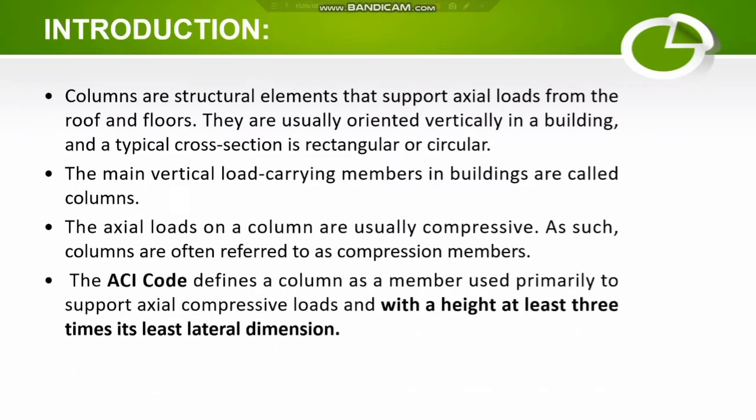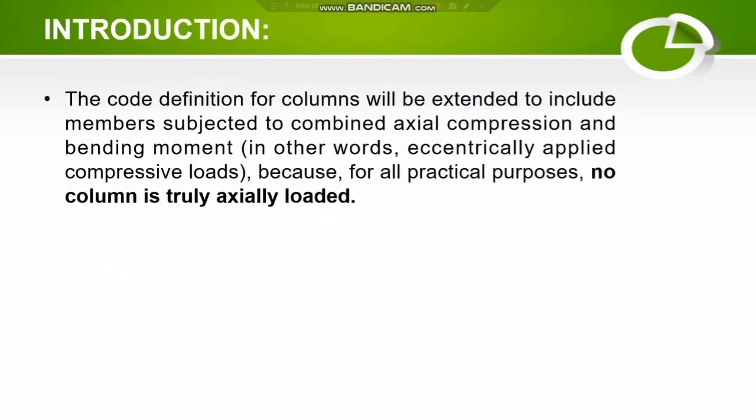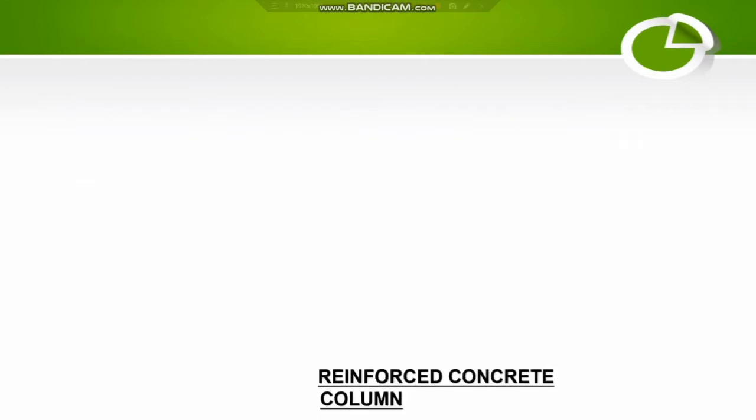The ACI code defines a column as a member used primarily to support axial compressive loads and with a height at least 3 times its least lateral dimension. The code definition for columns will be extended to include members subjected to combined axial compression and bending moment. In other words, eccentrically applied compressive loads, because for all practical purposes, no column is truly axially loaded.